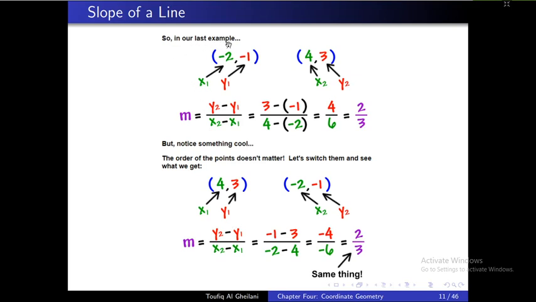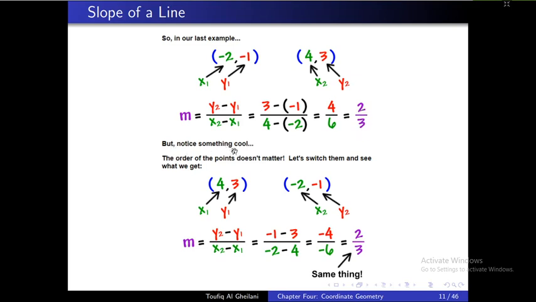So in our latest example, x1 is minus 2 and y1 is minus 1. x2 is 4 and y2 is 3. So the slope m is equal to y2 minus y1 over x2 minus x1, which equals 3 minus minus 1 over 4 minus minus 2. So the numerator will be 3 plus 1, which gives us 4, and the denominator will be 4 plus 2, which gives us 6, and we simplify to 2 over 3.